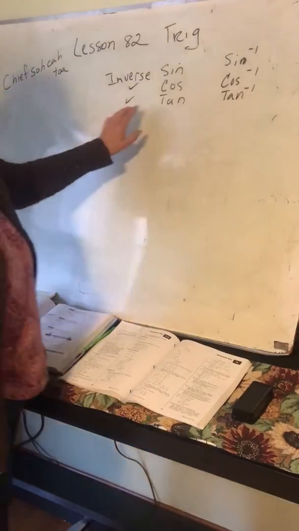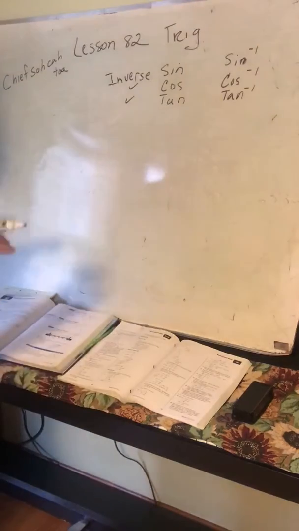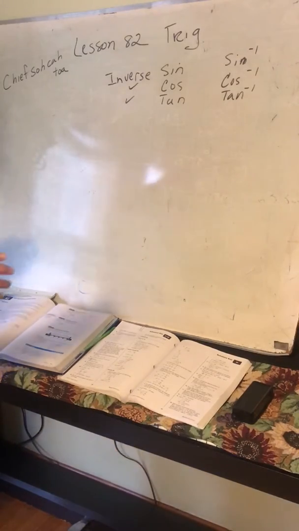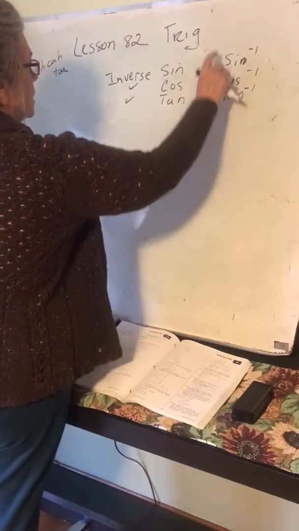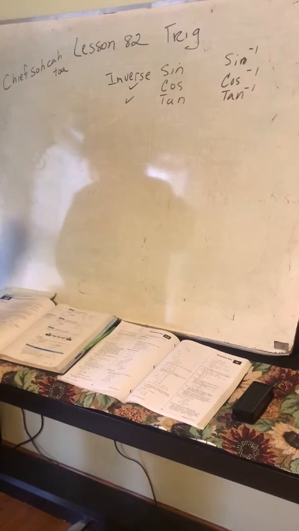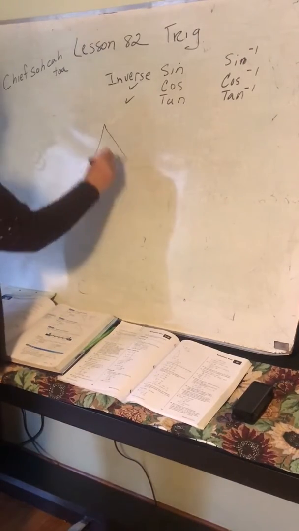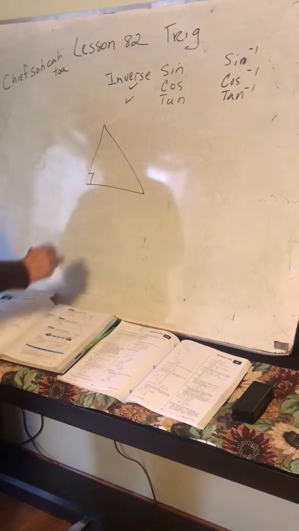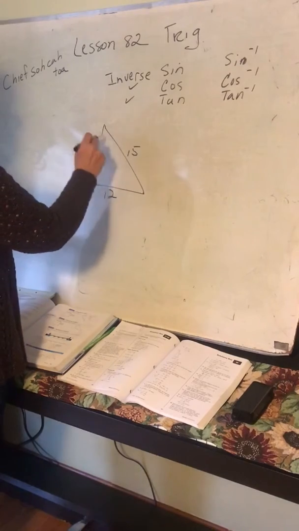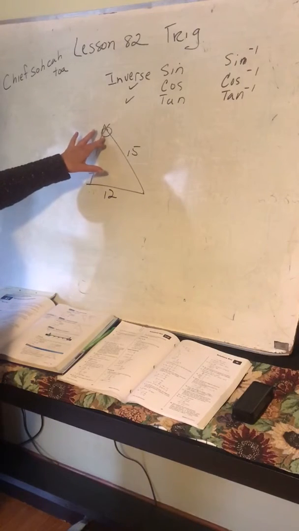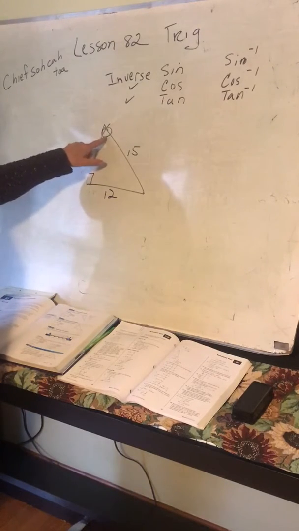Okay, we use the inverse when we only have measures of the sides of the triangle, but we have no angle measures. So we use these inverses to calculate those. So let me give you an example. Say I have a triangle that looks like this. It's a right triangle, of course. It has sides of 12 and 15, and up here it has no angle measure, but we want this angle. We want to know what this measures.